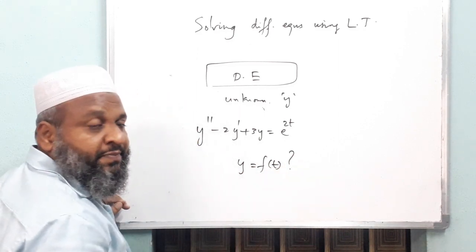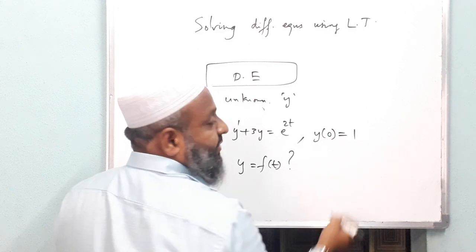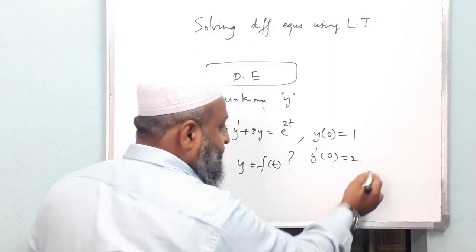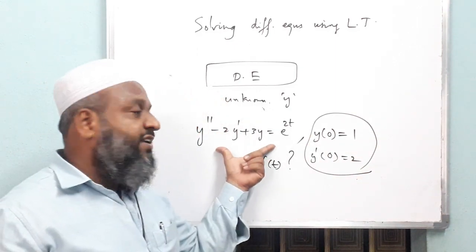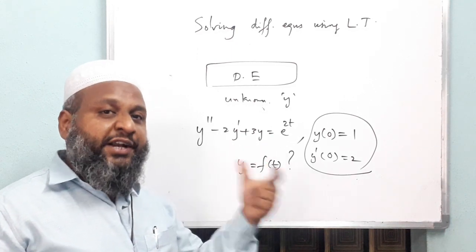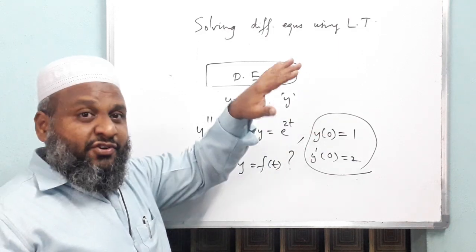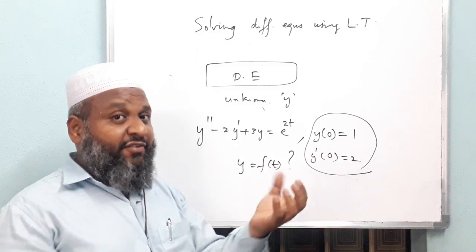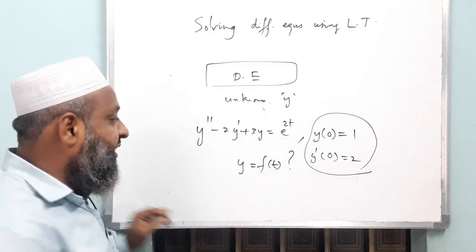Now if the conditions are given that when t is 0, y value is 1, when t is 0, y dash is 2, for example, these two initial conditions are given. Then you know very well that this is a differential equation which has a general solution consisting of two independent solutions because it is a second order. After getting the general solution, using these two conditions, we will get the values of arbitrary constants. That arbitrary constants will substitute back, we will get a particular solution.